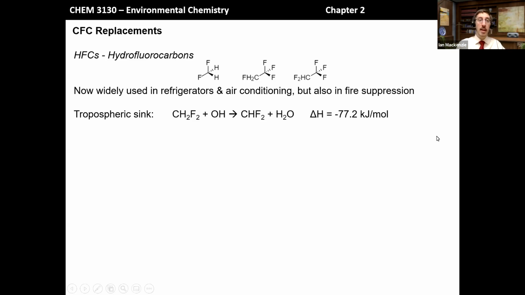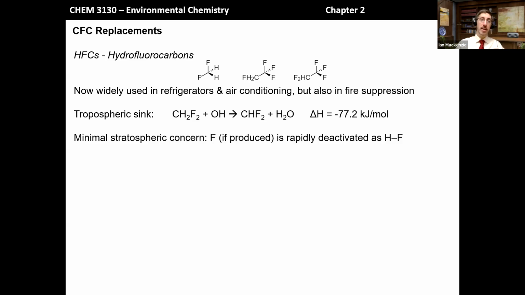and thus removed from the troposphere. But the other advantage is, even if some of this rises up into the stratosphere, which some of it will, it's less of a concern on the ozone destroying side, because fluorine atoms, if they're produced via photolysis, are rapidly deactivated as HF, and thus do not exist really as an active catalytic ozone destroying agent.